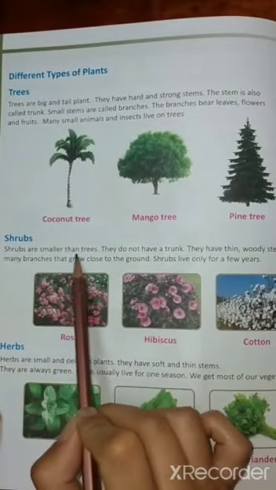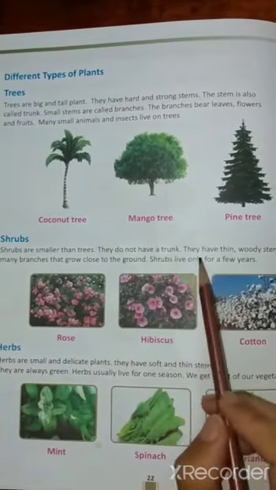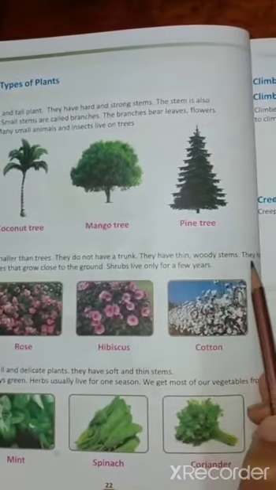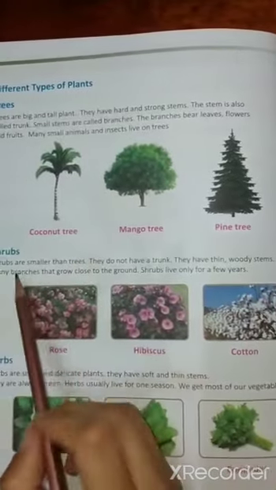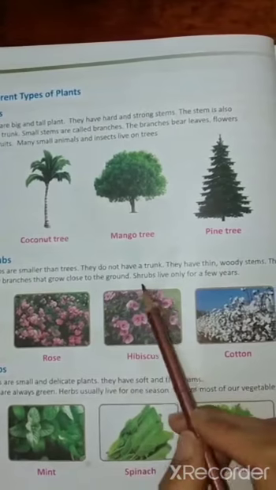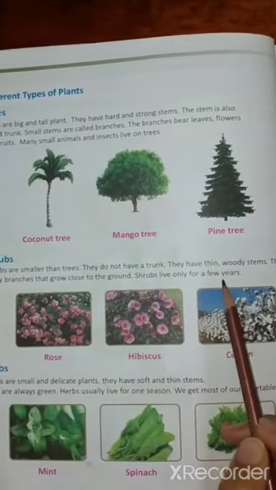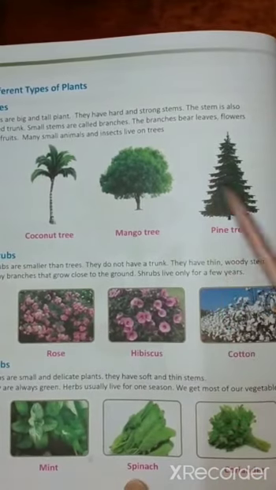Shrubs are smaller than trees. They do not have a trunk. They have thin woody stems. They have many branches that grow close to the ground. Shrubs live only for a few years. So the trees live for many years.